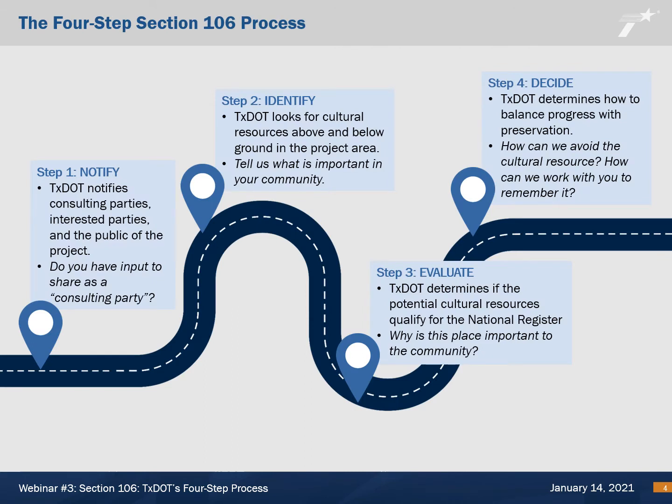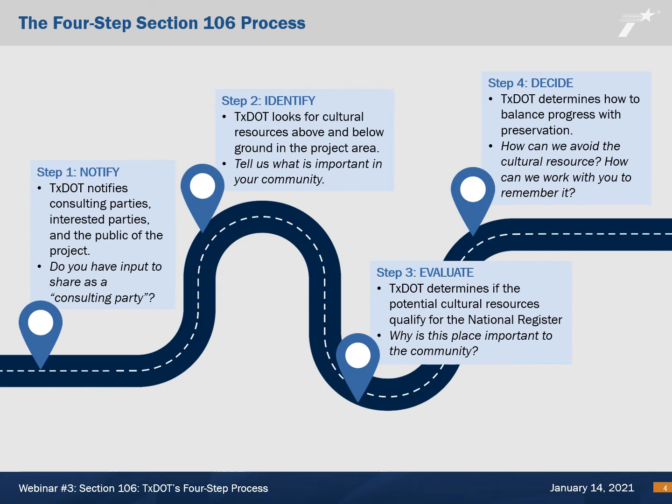Let's start with a little reminder. Section 106 of the National Historic Preservation Act helps protect cultural resources from harmful federal projects. Because TxDOT receives Federal Highway Administration money, it must follow this law and evaluate how its projects impact cultural resources.